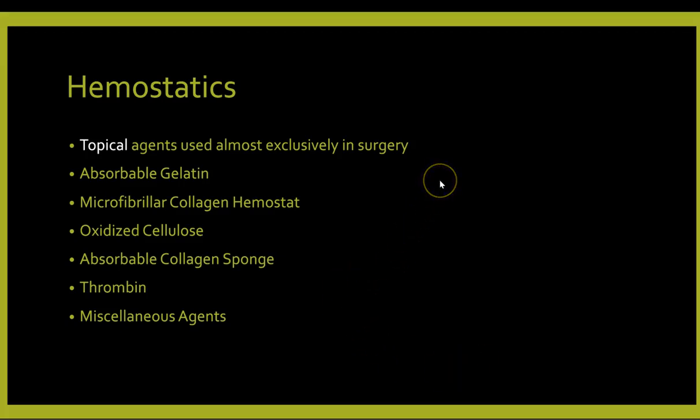So let's talk about hemostatics. Topical agents that are used almost exclusively in surgery. We don't use hemostatics an awful lot on the floor or in a doctor's office. We have several kinds, but the most common are absorbable gelatin, microfibrillar collagen, oxidized cellulose, absorbable collagen sponges, and then thrombin.